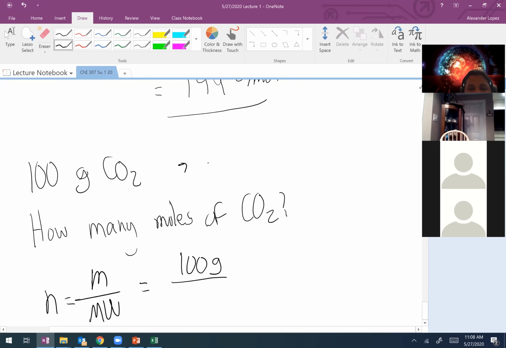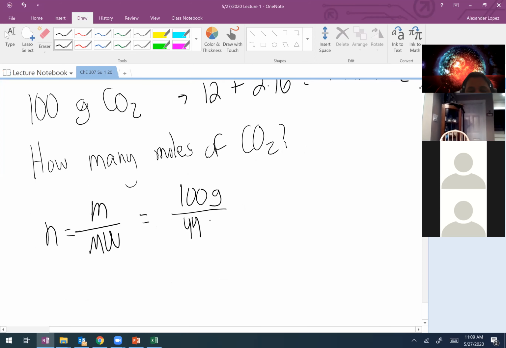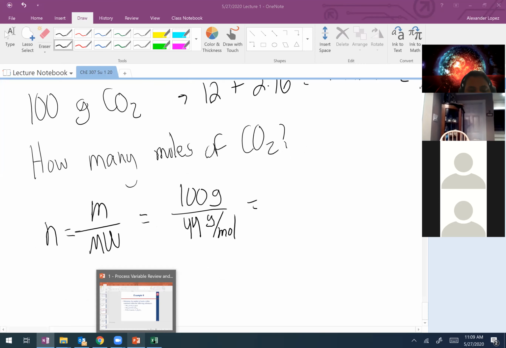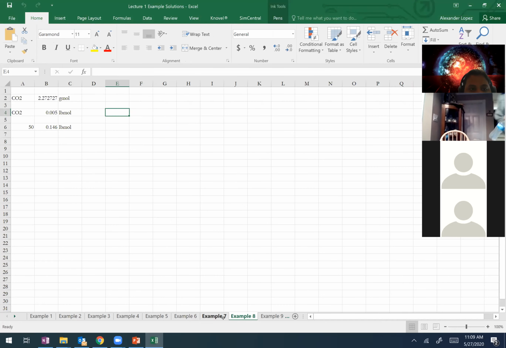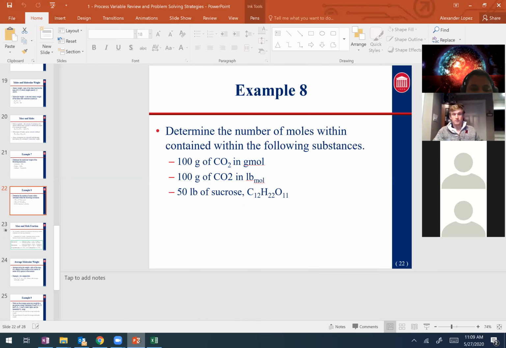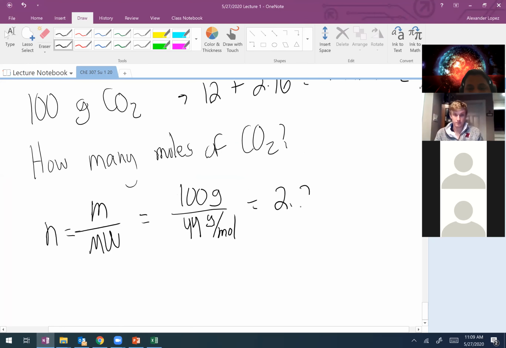And I have 1 atom of carbon to 2 atoms of oxygen, which gives me 32 plus 12, which is 44 grams per mole of CO2. So if I do that conversion, I'm left with 100 over 44, which is what example 8 gives me, about 2.27 moles of CO2.